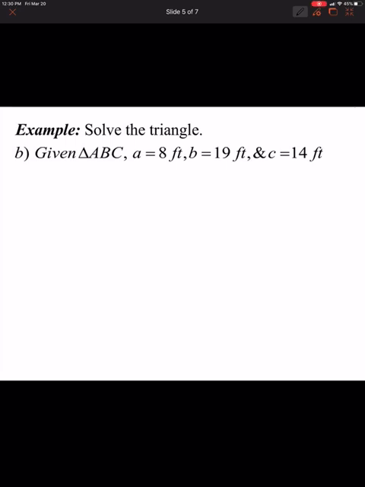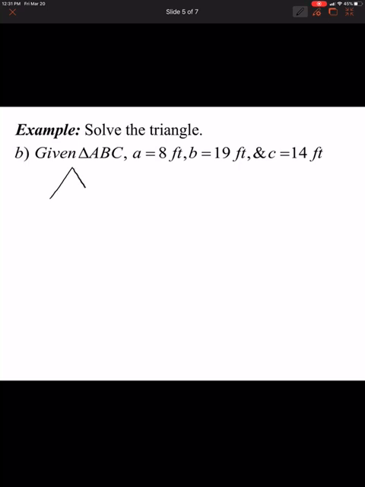Alright, let's do another example using law of cosines and solving an oblique triangle. Now this example is a little different. This time we got all three sides given. Last problem was a side angle side example. So again, let's go ahead and get a quick picture of what this triangle would look like.